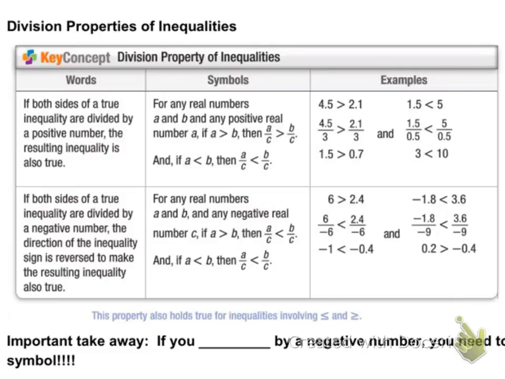And our examples are there to follow if you need them. So 6 is greater than 2.4, but if I divide both sides by negative 6, negative 1 is definitely less than negative 0.4. So the sign flips. Okay? And this again works for greater than or equal to and less than or equal to symbols.